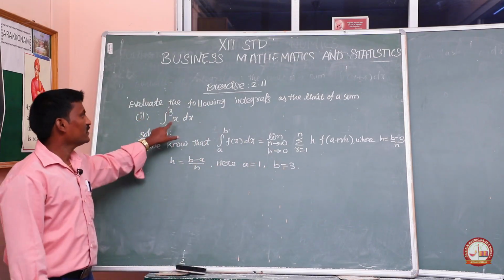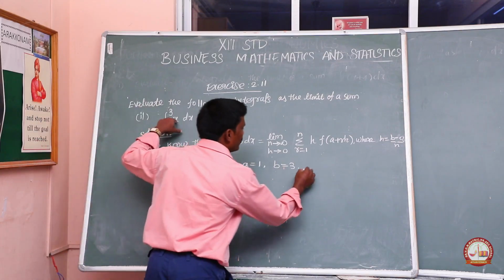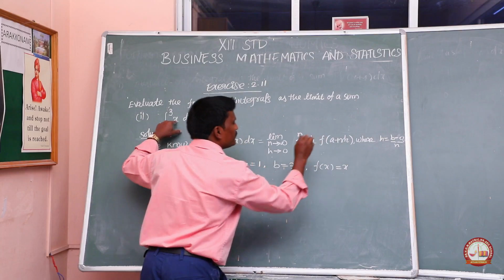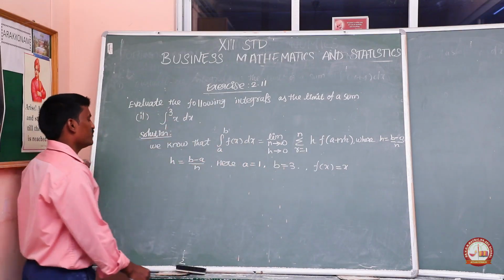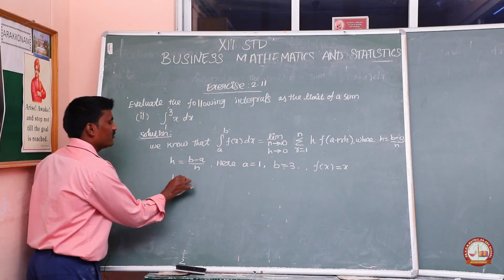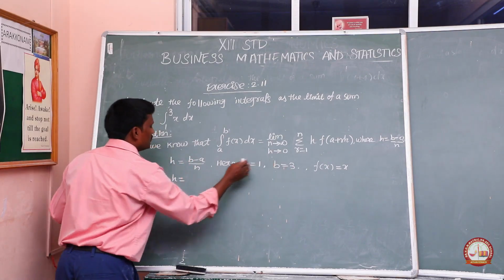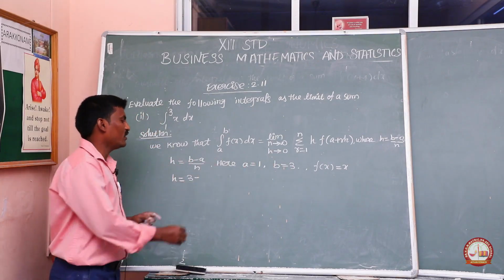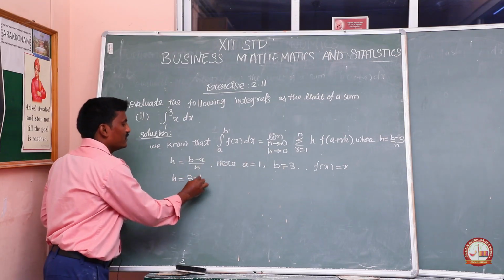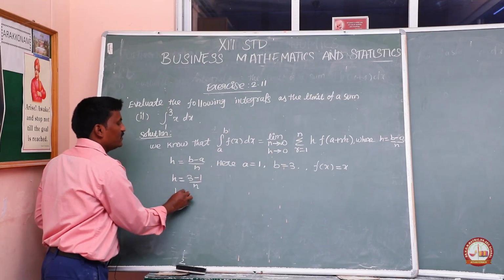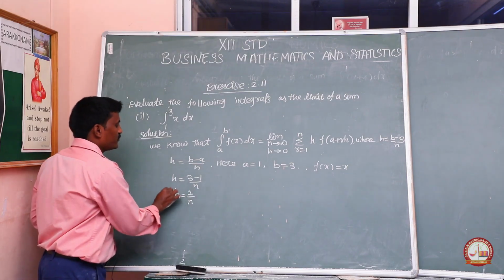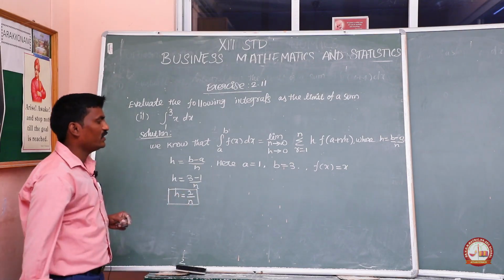Next, the function is f of x equal to x. Therefore, to find the value of h equal to b, here b equal to 3, minus here a equal to 1, divided by n. Therefore, h equal to 3 minus 1, 2 divided by n. Therefore, the value of h is 2 by n.